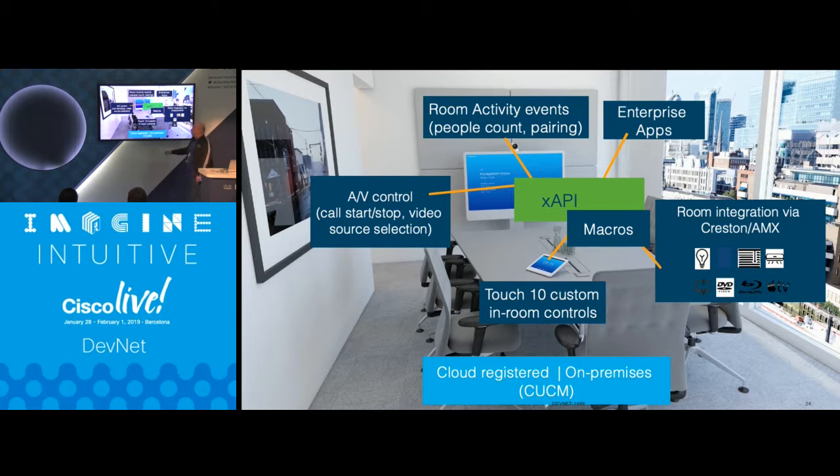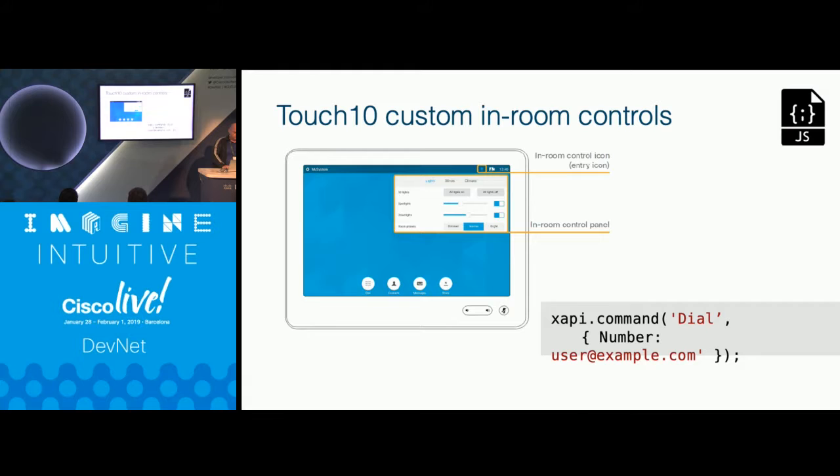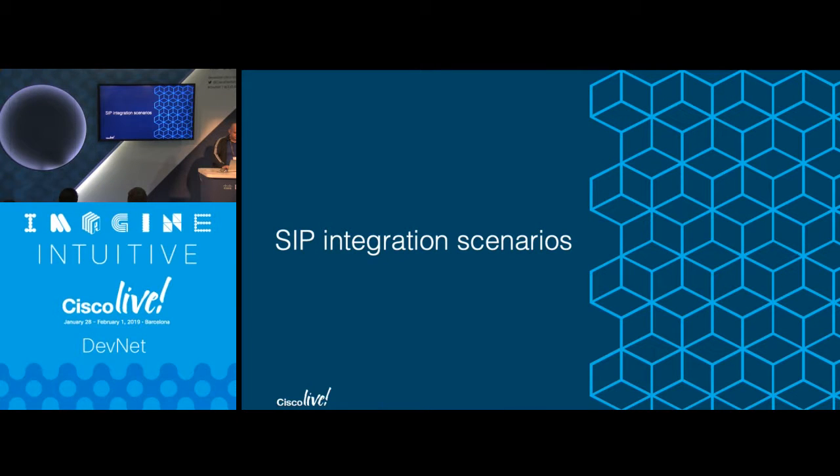Macros are now available to be used for cloud registered as well as on-prem devices. There's the ability now for these devices to actually call APIs off the box. So you can create an application that runs in the room system that actually talks to APIs in the cloud or other devices on your network that have APIs that can be integrated with. So it's like having a little server environment built into the device.